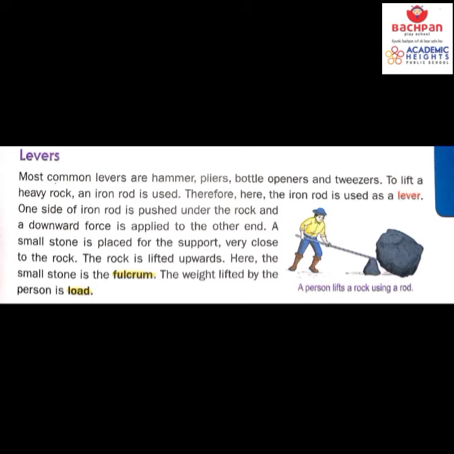Children, one side of an iron rod is pushed under a rock and a downward force is exerted on it from the other end. See, the man here is exerting a downward force, and in the center of the lever, children, if you look, he has put a small stone also and that small stone is playing the role of a fulcrum. Automatically, because of this, the bigger rock, which is our load, is able to move.